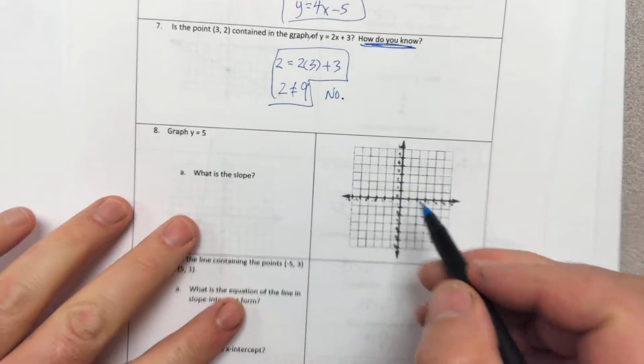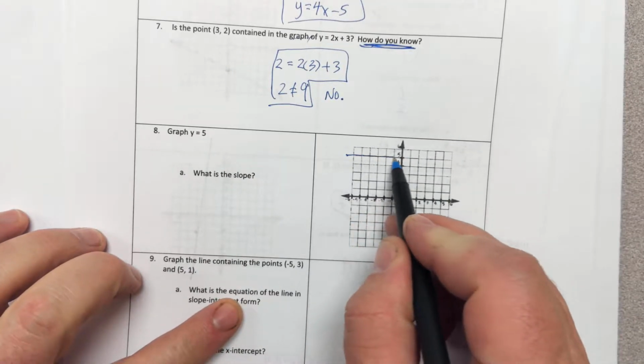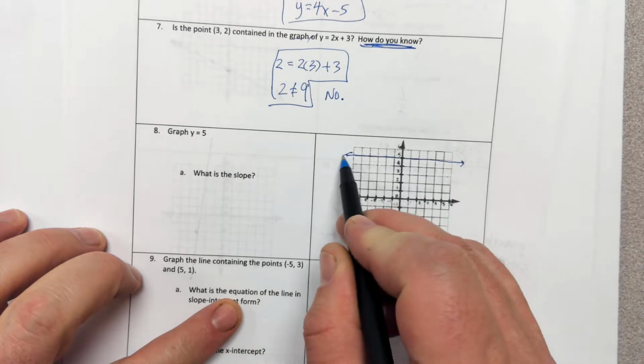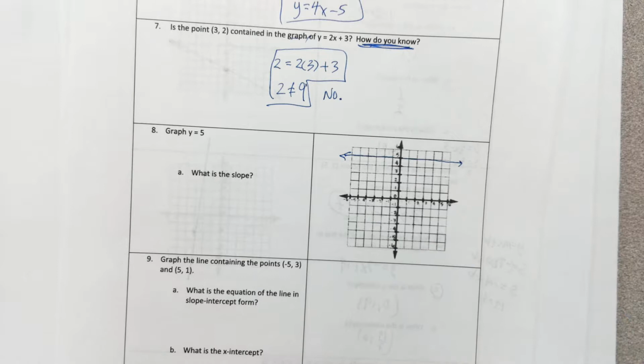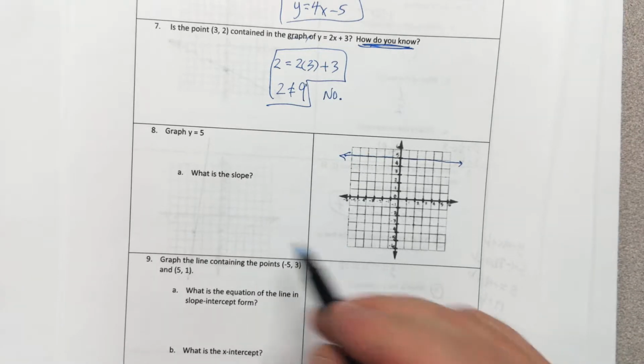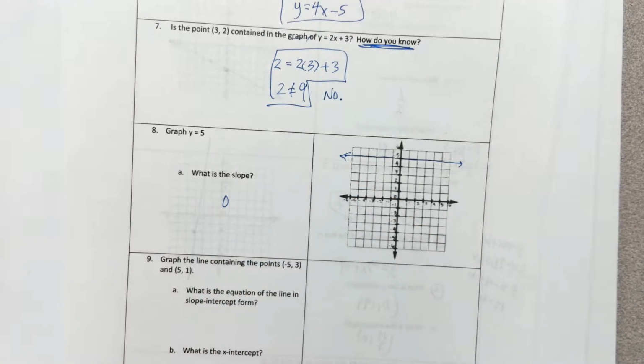Okay. y equals 5. That's right here. That was the most successful answer on the whole quiz. Which one? This one, number 8. Was it really? Yeah. Number 8 was the one that was the most correct from you guys. The slope is 0. Almost everybody got that one right.